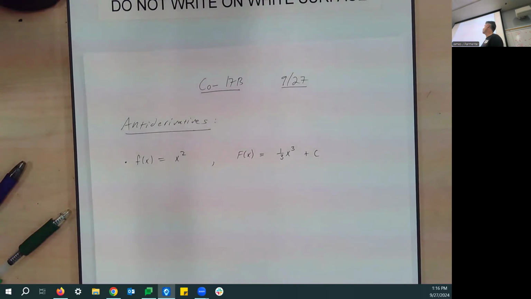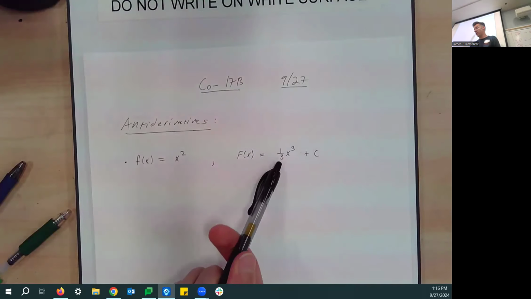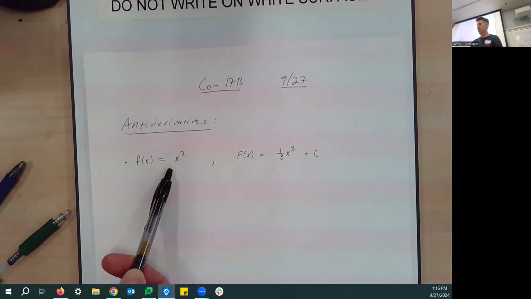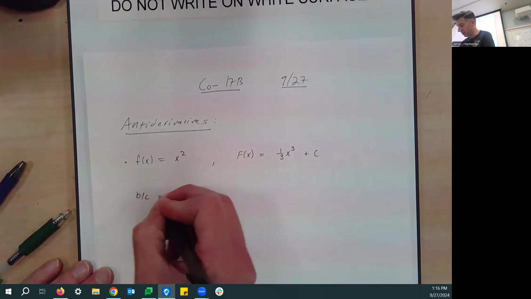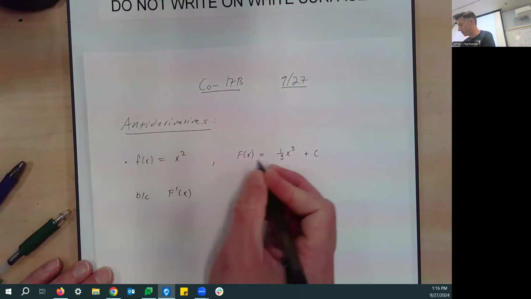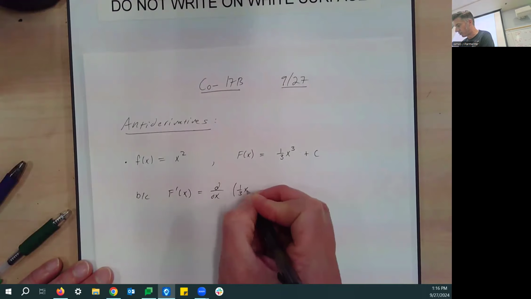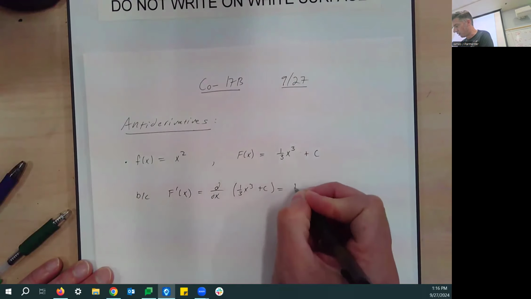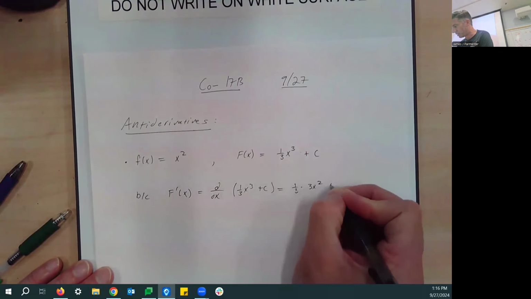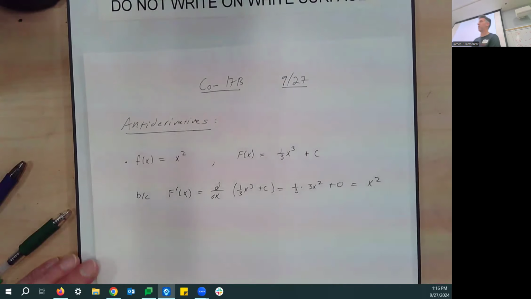The reason this is true, and this is kind of the most important part of this, is that this function, 1/3 x cubed plus c, is the antiderivative of x squared because the derivative of that function is the derivative of 1/3 x cubed plus c, which is 1/3 times 3x squared plus 0, which is exactly x squared. That's the whole story. I mean, there's a lot of pieces to this story, but that's the big picture.